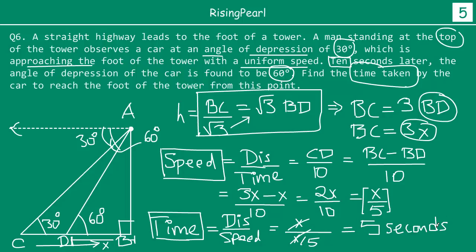So friends, even though we did not have a lot of data here, by applying mostly trigonometric ratios, and in this particular case also taking the help of linear equations in 2 variables and some science physics concepts, we have found out that the time taken for the car to get from point D to the base of the tower will be equal to 5 seconds.